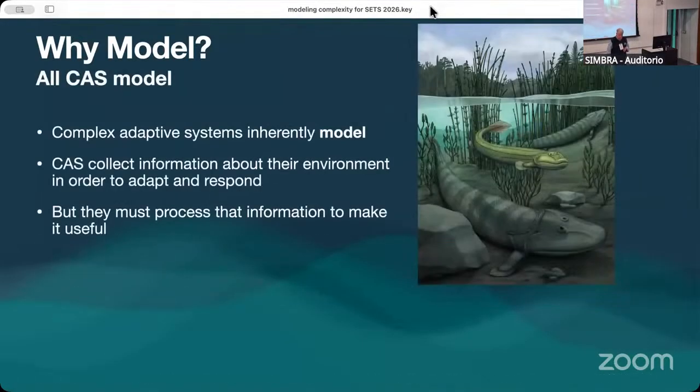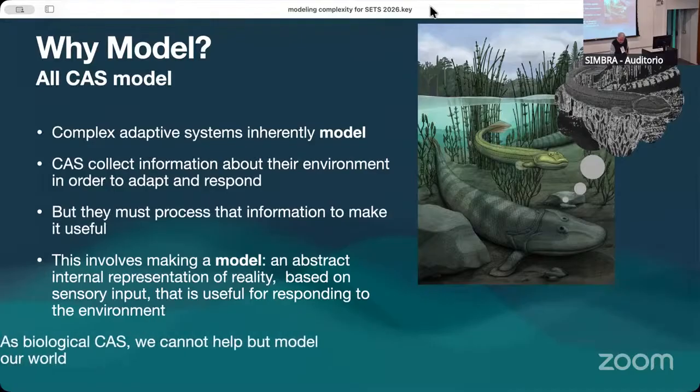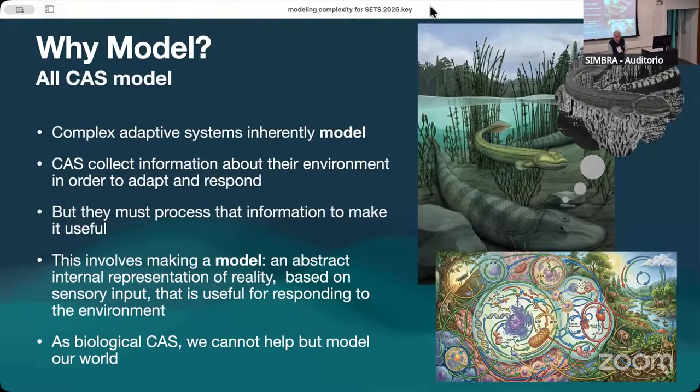So if we think about why we model, we're complex adaptive systems, right? Complex adaptive systems inherently model the world. They collect information about their environment in order to adapt and respond. But they have to process that information in some way to make it useful. It's not just a collection of information; they have to do something with it. And so this involves making a model, an abstract, internal representation of reality based on sensory input, but also filtering that input so it's useful in responding to the environment. So we make models because we are biological organisms, complex adaptive systems. We can't help doing that all the time.